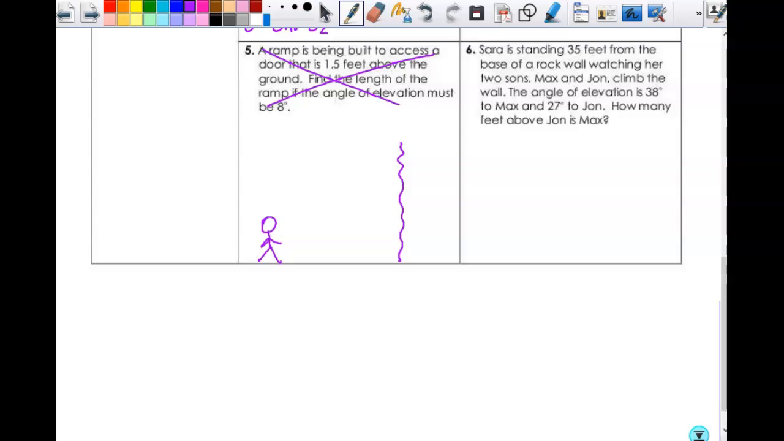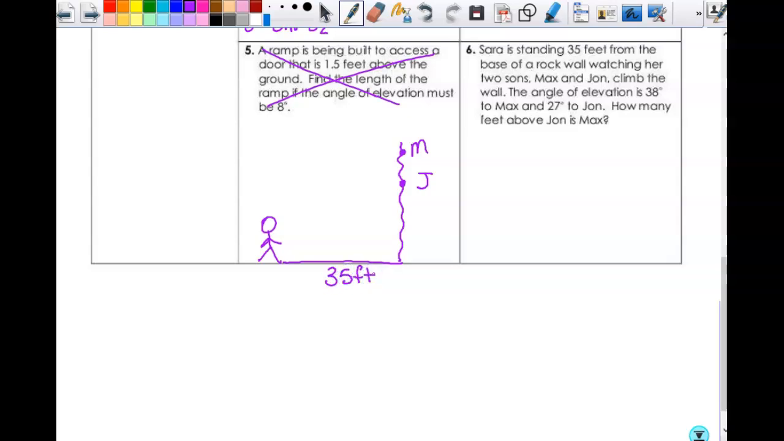Who's higher up, John or Max? Max. Because first of all, the angle to Max is bigger, plus it says how many feet above John is Max. So Max is up here somewhere, and John is right here somewhere. We don't know how far apart, but we've got something we can label, right? So she's 35 feet from the base of the wall. There's 35 feet.